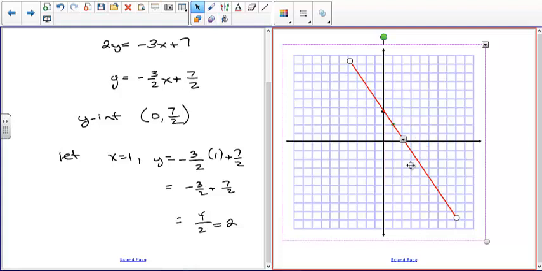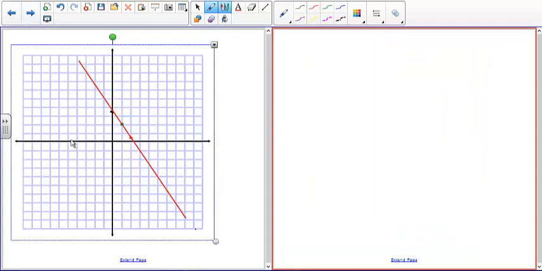So sometimes you want to go more than just one step, especially if the slope is close to 1, because you only go a small distance. So one way of approaching this would be to go over 2, down 3, over 2, down 3, over 2, down 3, over 2, down 3, and you'd have this point and that point, and that larger distance between 2 points would give you a more accurate representation. Okay, so those are the first 5 problems.